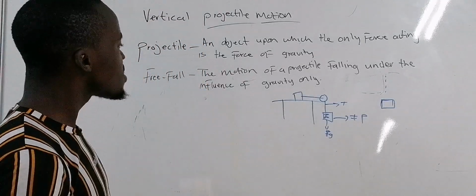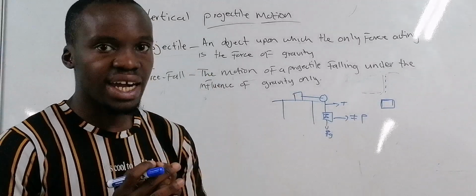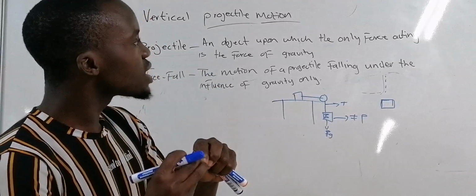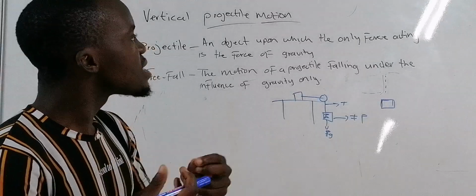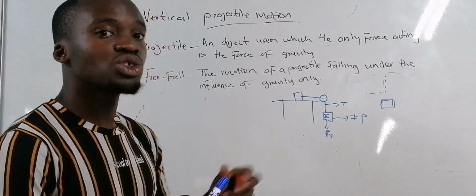Now, what is a free fall? Since we discussed a projectile, saying that a projectile is an object upon which the only force acting is the force of gravity, let me make another example, the last one, then we talk about the free fall.